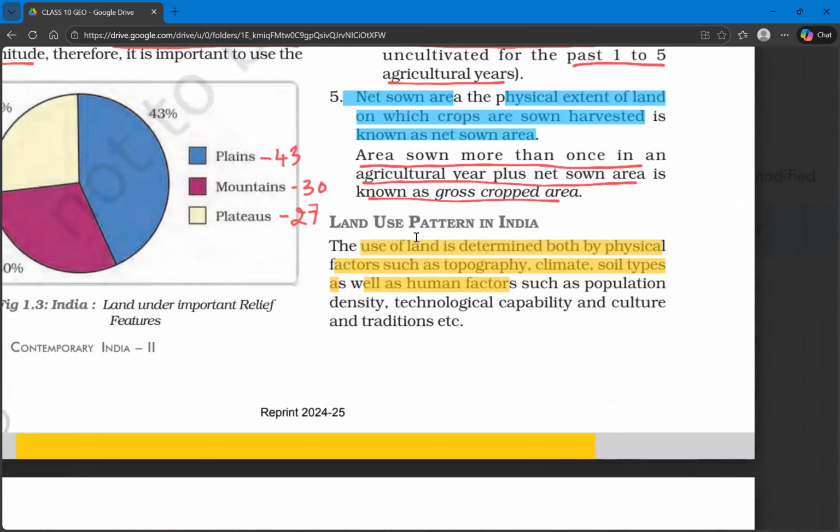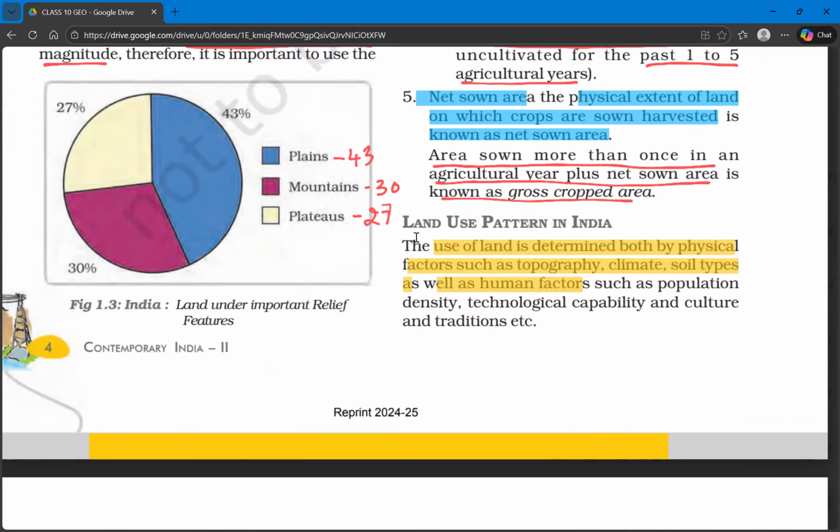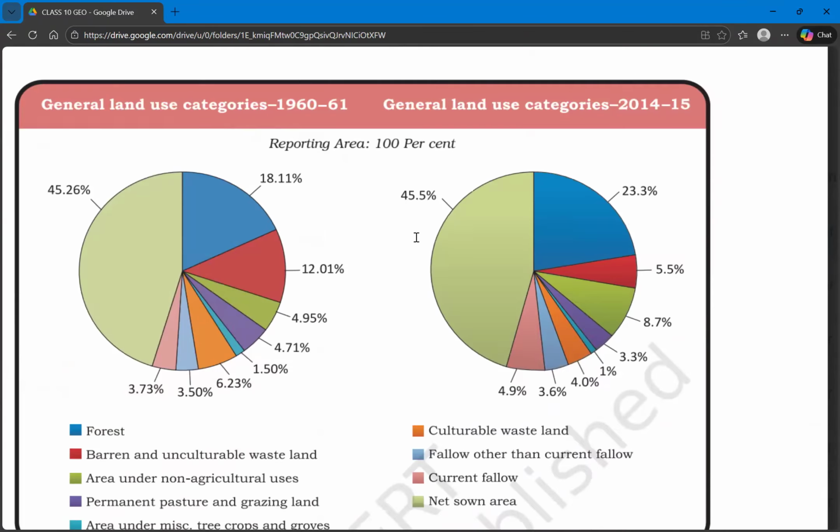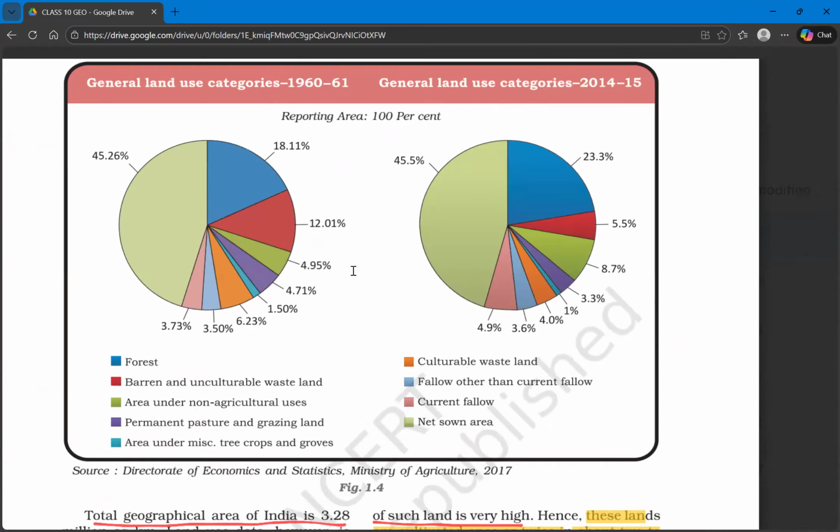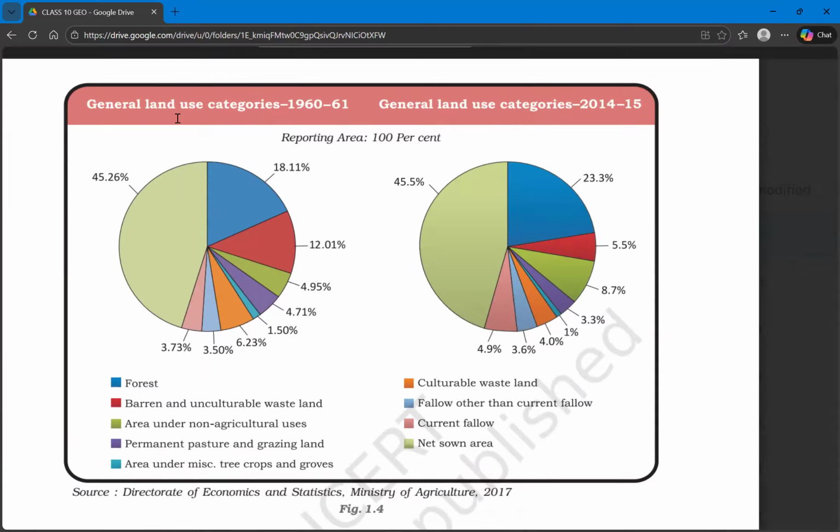The next one is land use pattern in India. The use of land is determined by physical factors such as topography and soil types, as well as human factors such as population density, technological capability, and culture and tradition. So these are the factors that determine land use pattern. So if you see here, this is from 1960 to 61. Here we have 2014, 2015.